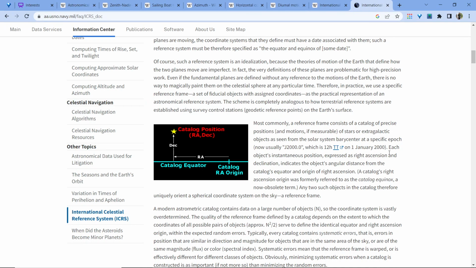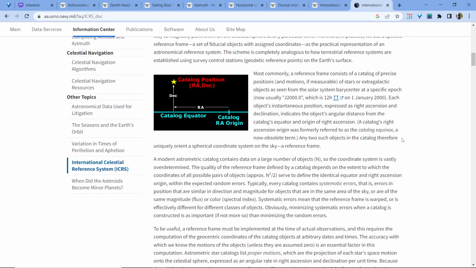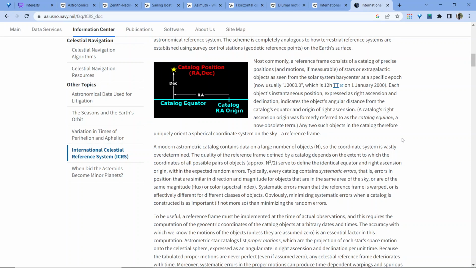Each object's instantaneous position, expressed as right ascension and declination, indicates the object's angular distance from the catalog's equator and origin of right ascension. A catalog's right ascension origin was formerly referred to as the catalog equinox, now an obsolete term. Any two such objects in the catalog therefore uniquely orient a spherical coordinate system on the sky, or reference frame. A modern astrometric catalog contains data on a large number of objects, and so the coordinate system is vastly overdetermined.